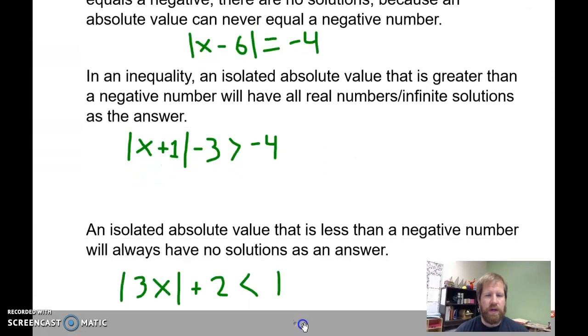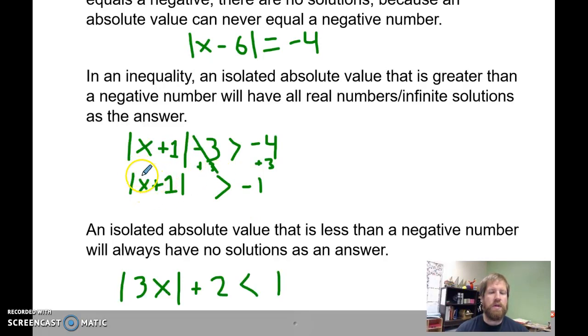All right, so if we come through and we isolate my absolute value, I have x plus 1, I add 3 to both sides, those cancel, negative 4 plus 3 is going to be a negative 1. So I've got my absolute value isolated, and I've got a negative on that side. Now whatever value I put in here for x, once I add 1 and do my absolute value, is it going to be greater than negative 1? Yeah, always.